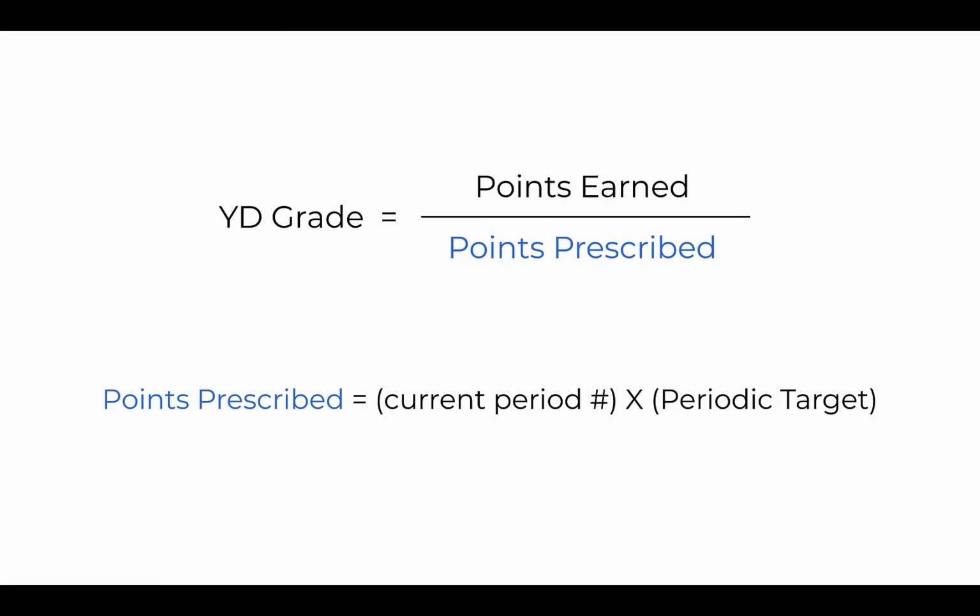Yellowdig grade is a bit different from a traditional grade in that it starts as a pace and at the end of the course it finalizes as a student's grade. This method of grade calculation measures a student's rate of progress toward the 100% participation goal. At a high level, a student's grade is equal to the total points they've earned divided by the total amount of points that were prescribed for them to earn at that point in time.